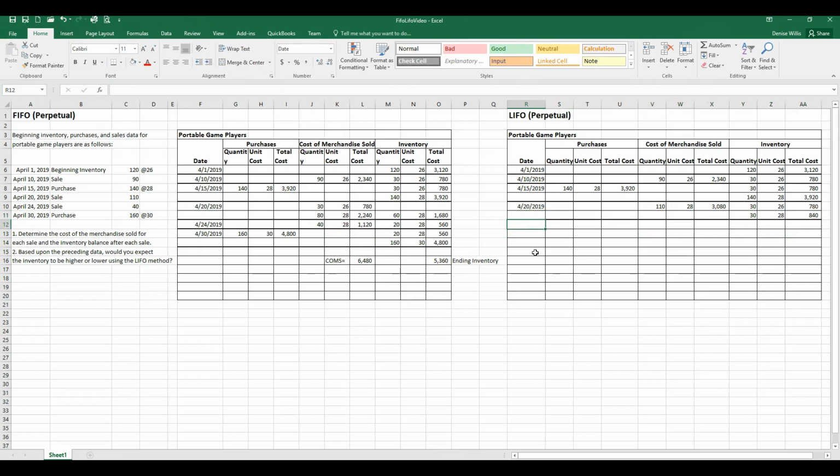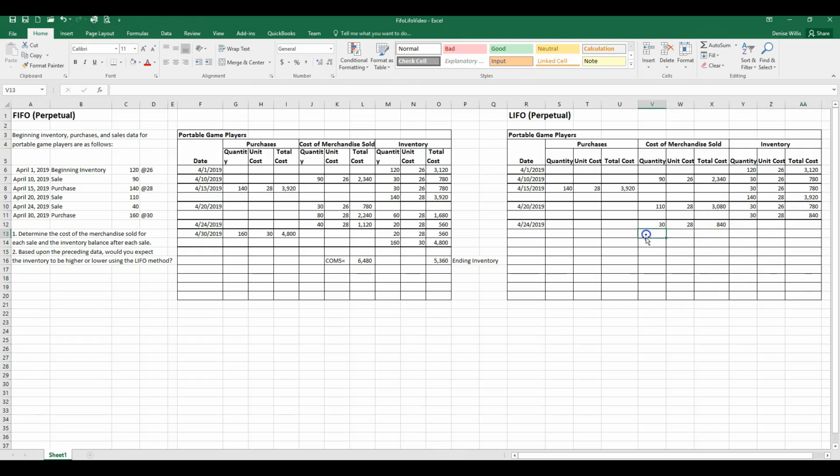Okay, so now that was 4/20. Let's pick up 4/24. And on 4/24, we are going to sell another 40 items. Okay, this is still Lifo. So we have to sell these first. Okay, we have to sell all 30 of these at 28. But that's not enough. That's only 30. We need 40. So the other 10 are going to have to come from right here.